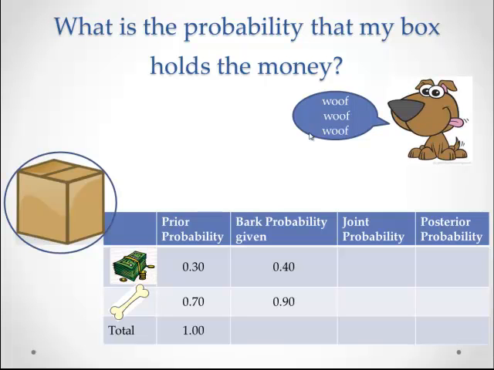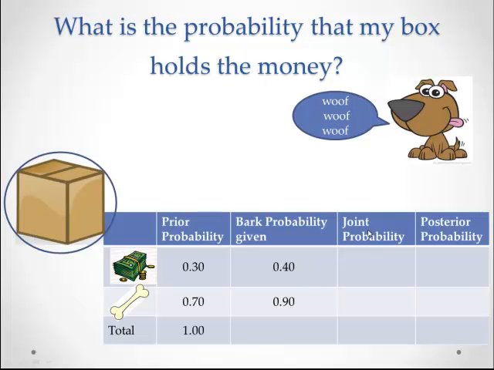I'll put that information in a table. In the first column, I have the two possible events: I have money or I have a bone. Then I have the prior probabilities, the probabilities that I started with, the 30% and the 70%, and they have to add up to 100%, or one. Then I have the barking probability, given that I have money, and that's 40%, and given that I have a bone in the box, 90%.